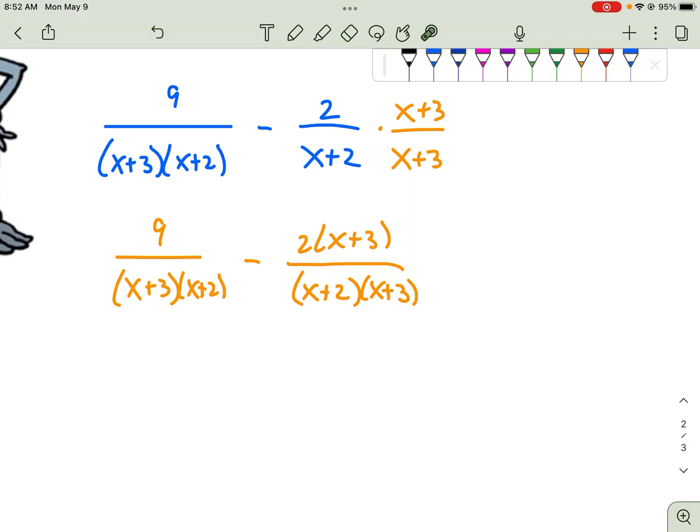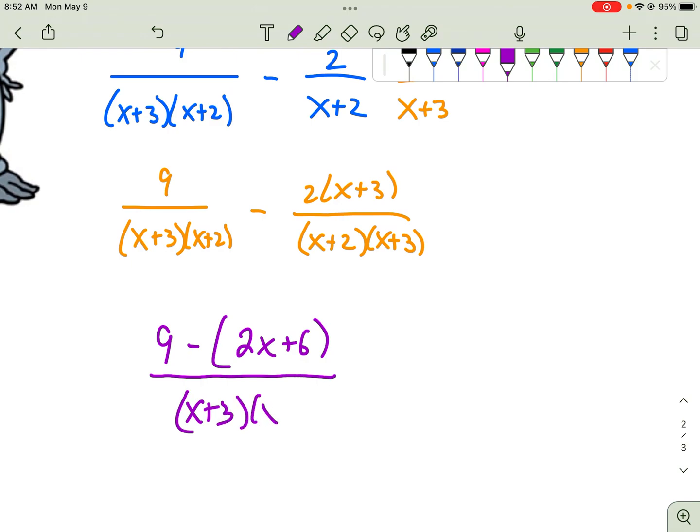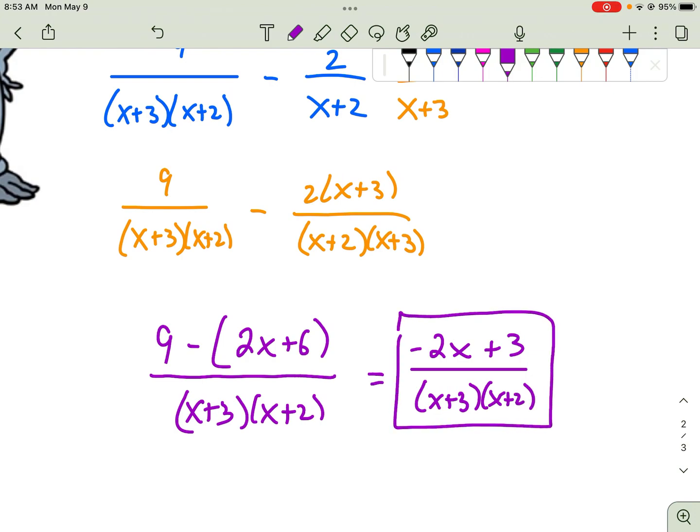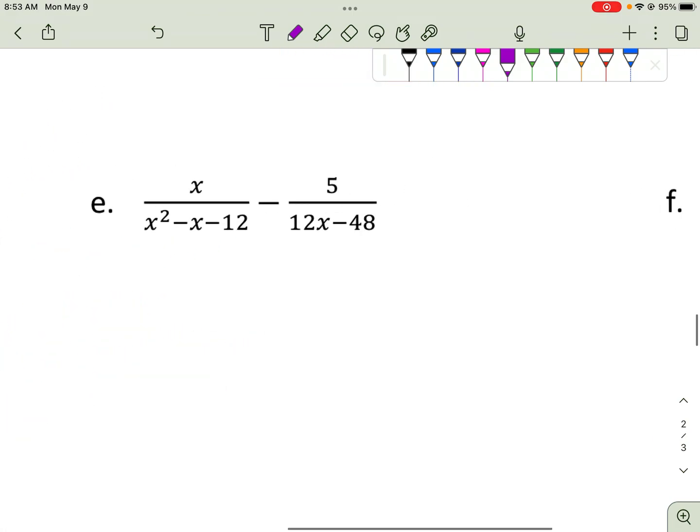And so when we write this as a single fraction, we get 9 minus, just put this whole thing in parentheses, because there's a minus sign. So I'm going to distribute at the same time and get 2x plus 6 all over x plus 3 times x plus 2, which is, now you can distribute the negative and make it negative 2x, and then it becomes 9 minus 6, so plus 3, all over x plus 3 times x plus 2. Okay, so exact same process as addition problems, just got to be careful with that minus sign at the end.